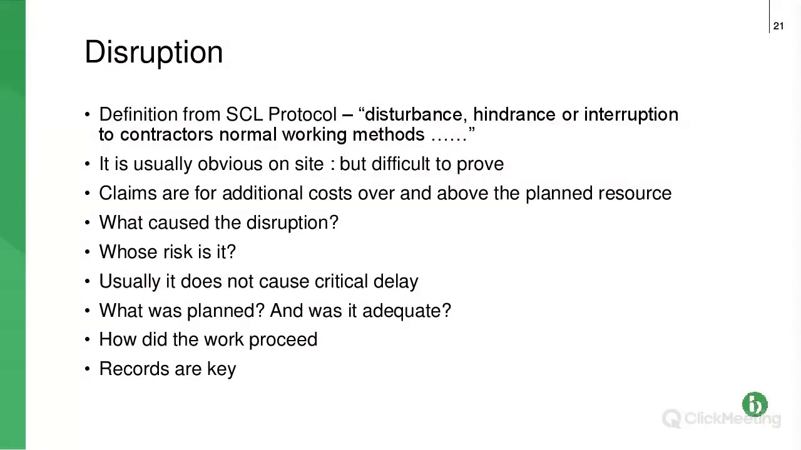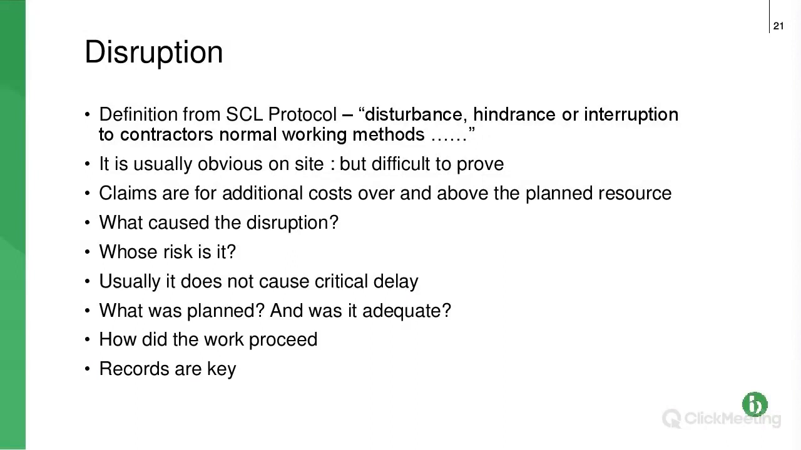So if you know that, you can incorporate that if you get to the stage where the employer, project manager or contract administrator is saying, no, we're not going to give you this extra time. We don't think it's justified. You can look at this and think about the things that you are going to have to prove. Now, this is disruption, which is distinct. It's very different from delay. It's defined in the SCL protocol as disturbance, hindrance, or interruption to the contractor's normal working methods.